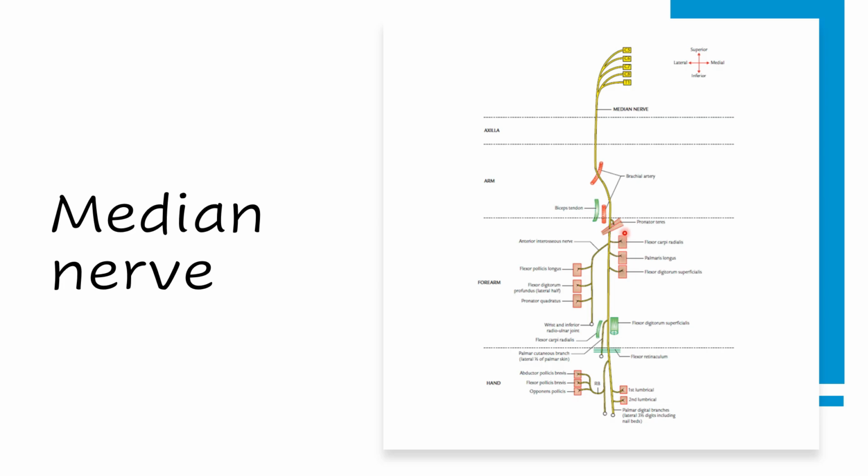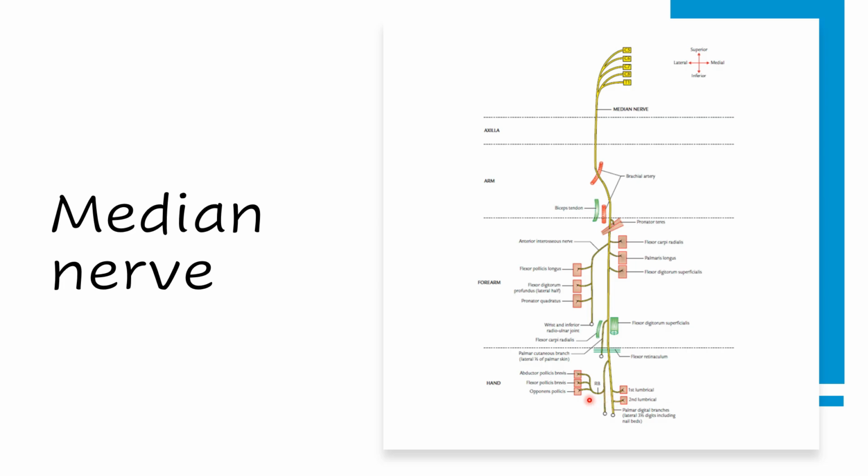So it supplies all these superficial muscles except for flexor carpi ulnaris, and through its deep branch supplies the deep muscles except for the medial half of the flexor digitorum profundus. Then it enters the flexor retinaculum, and just before it enters the flexor retinaculum, it gives the palmar cutaneous branch which supplies the lateral 3/4 of the skin over the palm. And once it enters the flexor retinaculum, it divides into the lateral and medial branches.